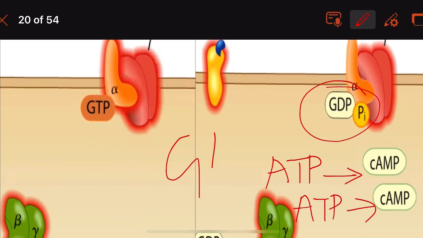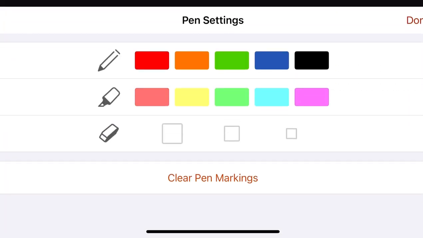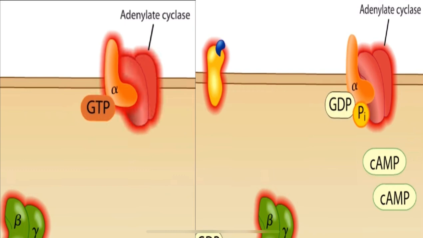The GTP again gets converted into GDP, and the inactive phosphate molecule will be released. It again gets inactivated. It will go and block this adenylate cyclase. How much ever was required was produced.